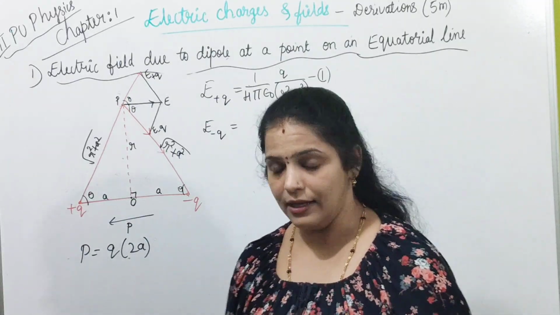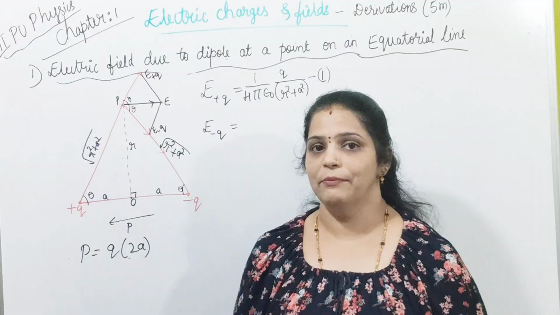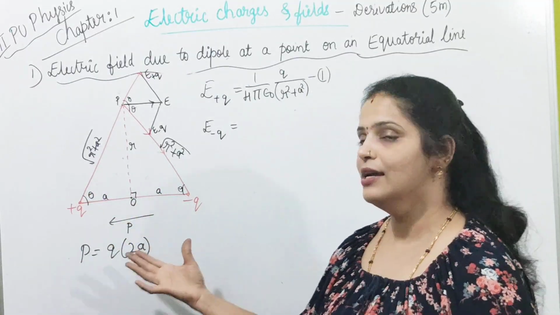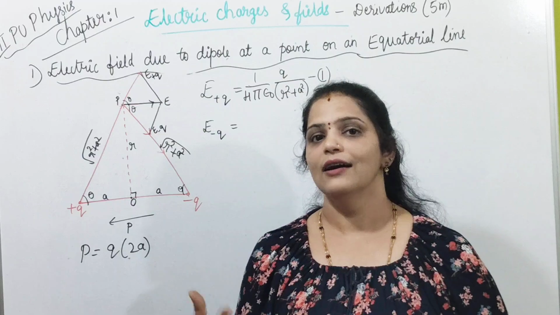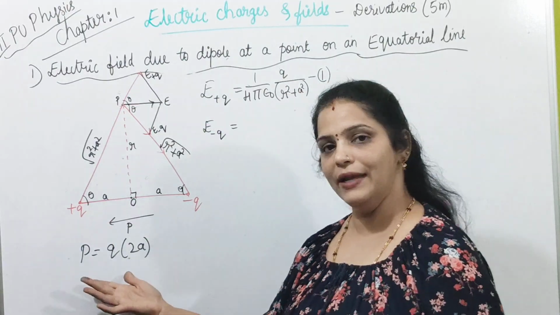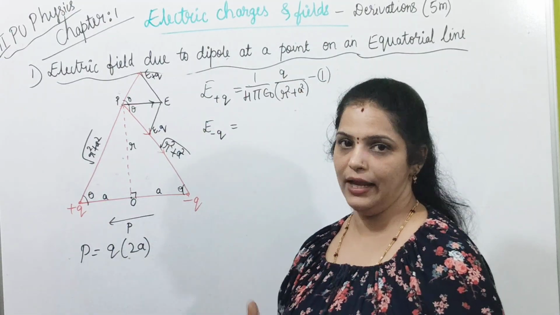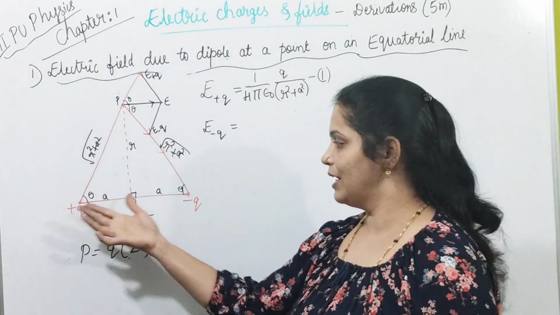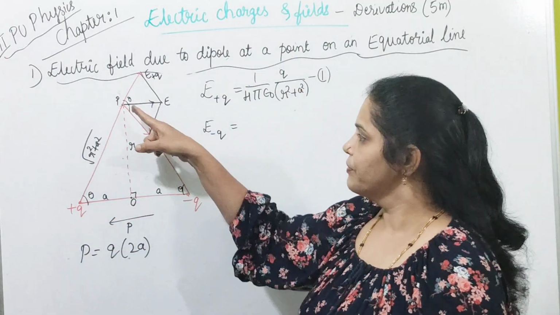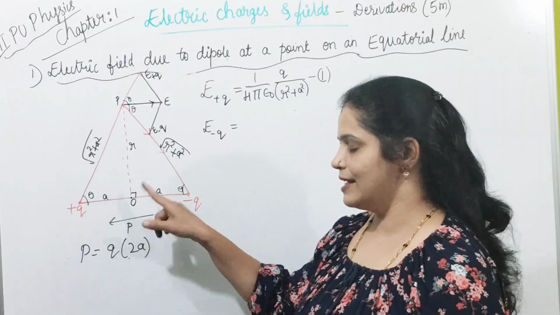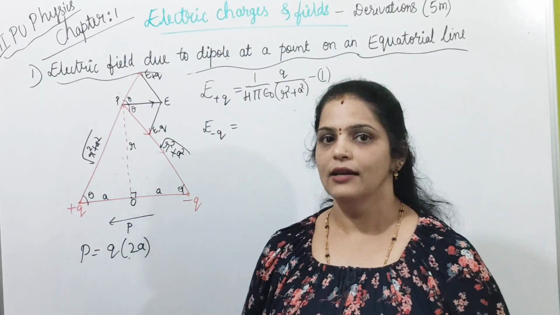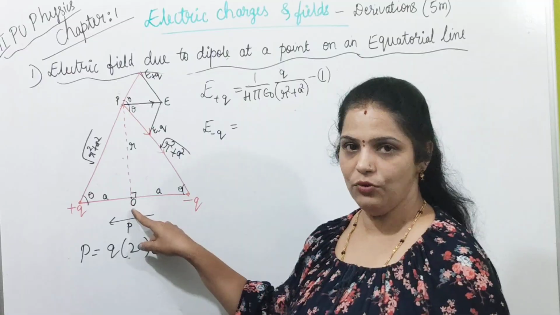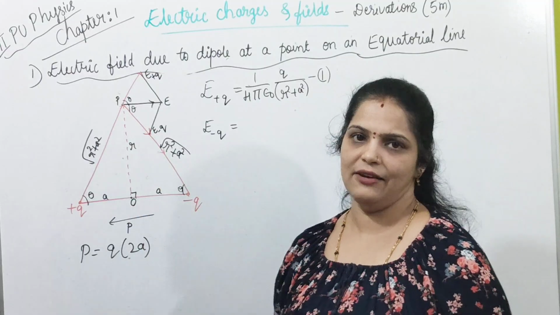And student, one more thing: the diagram carries 1 mark and you should write an explanation regarding this diagram. For example, consider a dipole of dipole moment p equal to q into 2a, separated by a distance of 2a. Like that. The line passing through the center is called the equatorial line. Let P be a point at a distance r from the center O. This much is enough, okay?